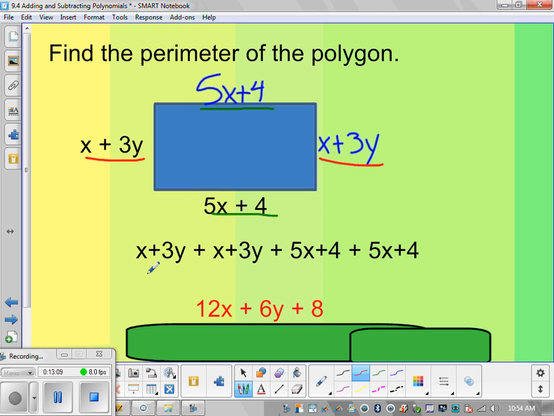The 12x came from, there's 1 here, plus 1 here is 2, plus 5 more is 7, plus 5 more is 12. The y's came from, there's 3y plus 3y is 6y, and the 8 came from the plus 4 and plus 4. Make sure you are good to go.